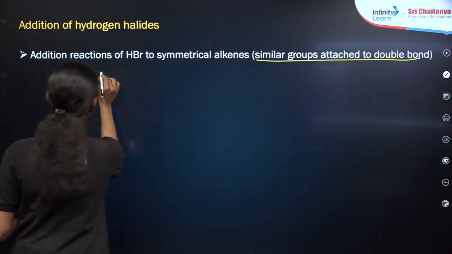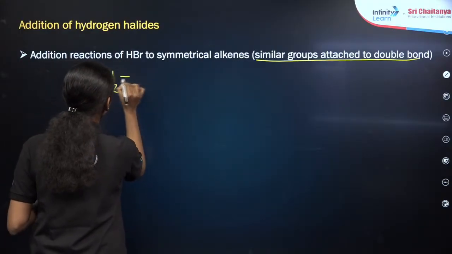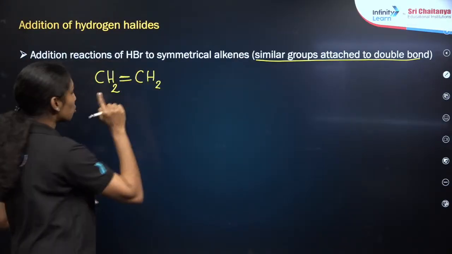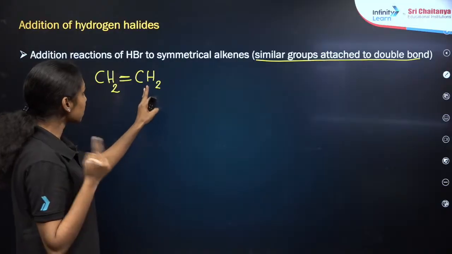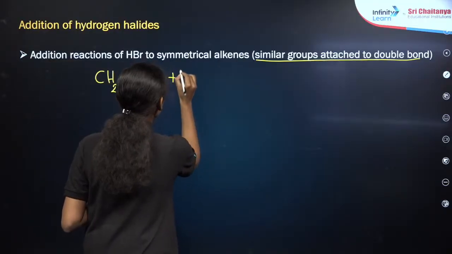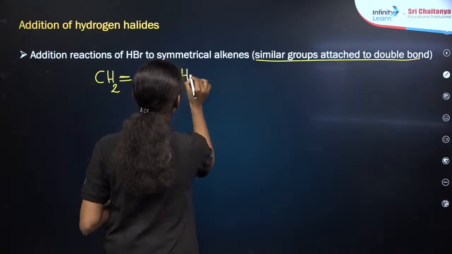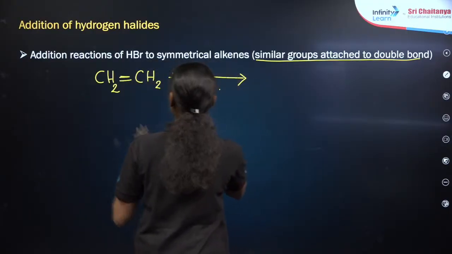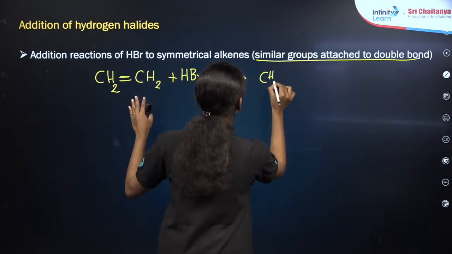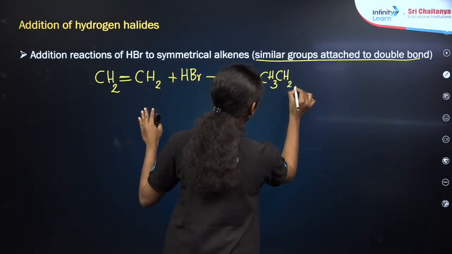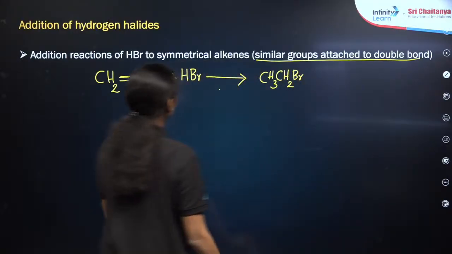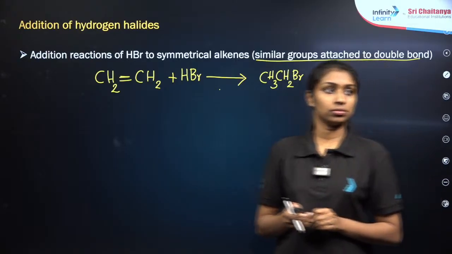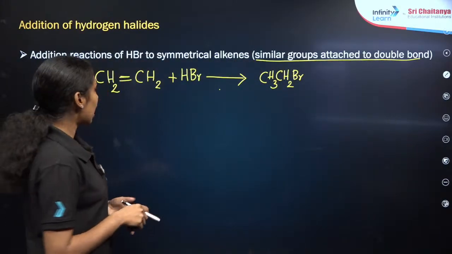For example, I am taking the ethene molecule, right? This is our C double bond C. To the double bond, two identical hydrogen atoms are present. So I can call it a symmetrical alkene. In case of symmetrical alkenes, if I am adding a hydrogen halide, for example HBr, hydrogen bromide, I will get CH3CH2Br, right? I will get the alkyl halide here.